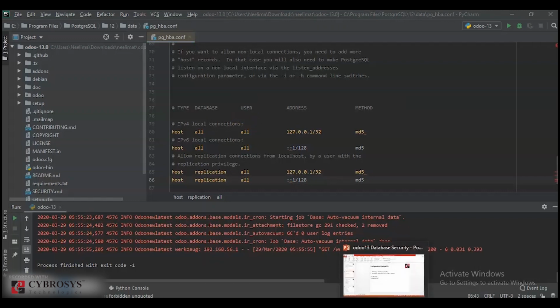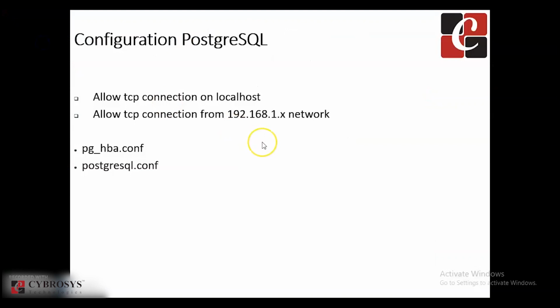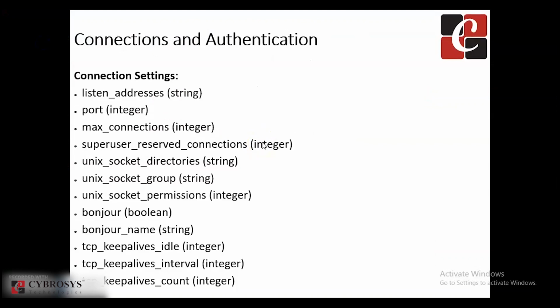Okay, now let us see our PostgreSQL configuration file. Okay, so in the connections and authentication, connection settings of the PostgreSQL configuration file, it contains many settings like listen address, port, max connections, superuser reserved connections, and many things. So let us go through all these settings.